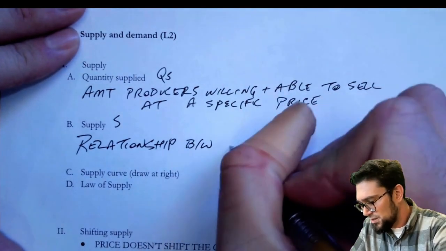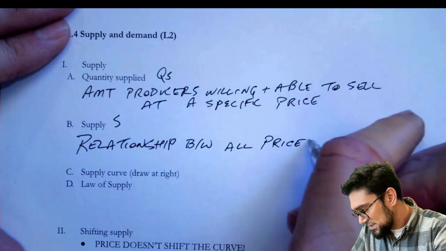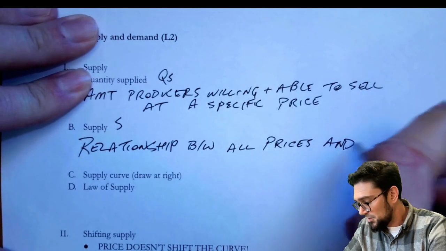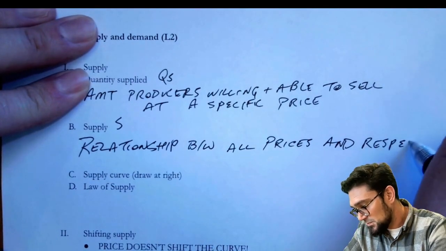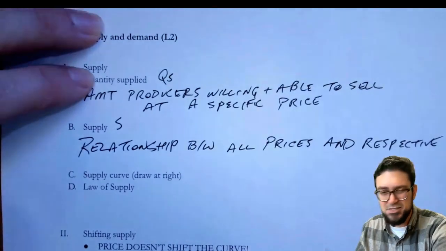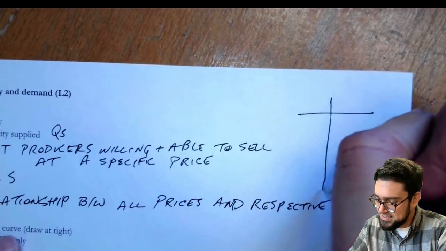Supply is the relationship between all of the prices at which the good would sell, right, and their respective quantities supplied. So again, maybe there's a data table that we could think about.